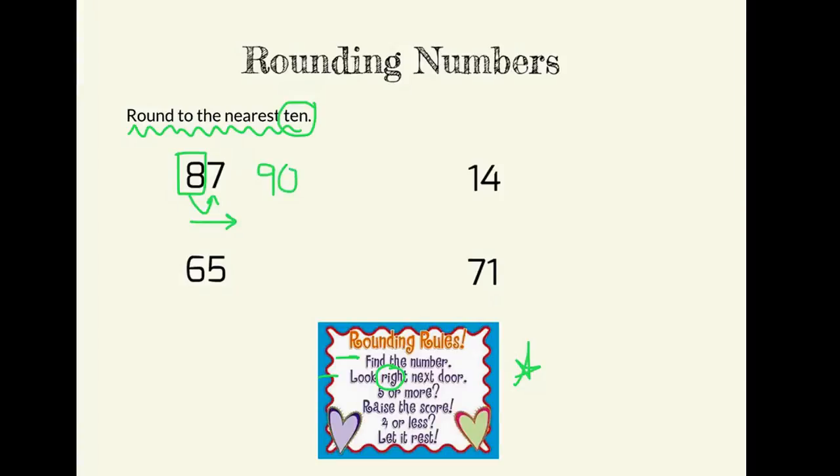And if you think about it this way, 87 has now rounded up to 90 because that 7 was big enough to bump up the 8. It was big and strong. Let's try some more examples.